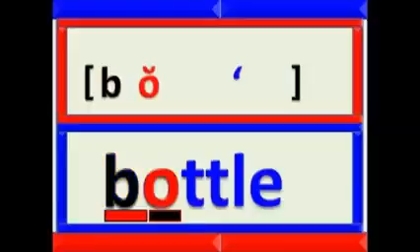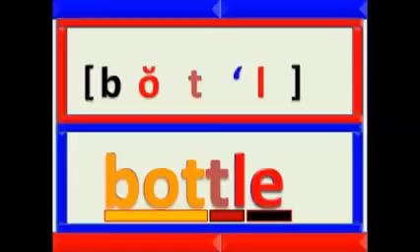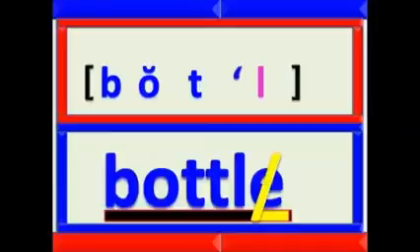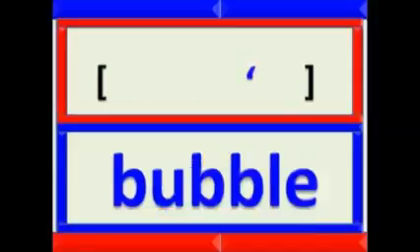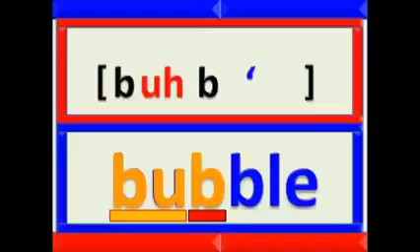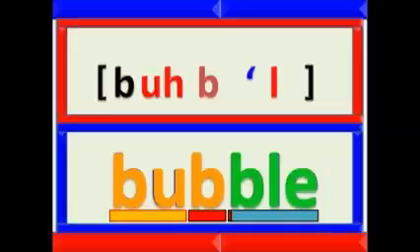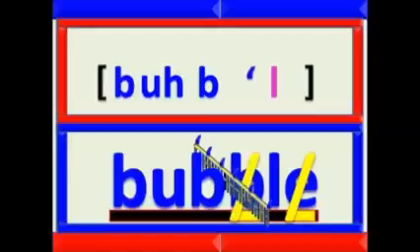Bottle. B. Ah. Bot. T. All. Tall. Bot. All. Bottle. Silent E. Fence goes between the two T's, but they are just alike. Bubble. Bub. Oh. Ball. Bub. Oh. Bubble. Silent E. One of the B's is silent. And the fence goes between the two B's. Yes. Bub. Oh. Bubble.